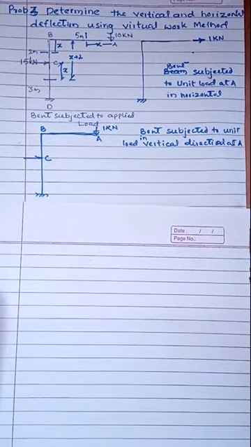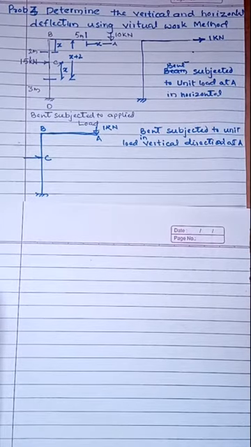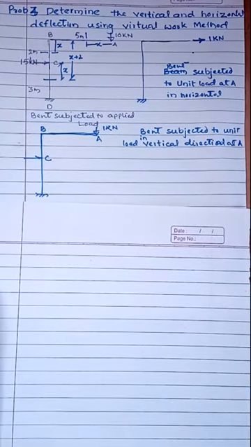A to B the distance is 5 meter and B to C the distance is 2 meter, and it is subjected to a horizontal 15 kilonewton load, and at D it is fixed. Now we need to find the deflection in the horizontal direction as well as in the vertical direction at A. To find the horizontal deflection at A, we apply a unit load in the direction of the deflection at A, that is a 1 kilonewton load as shown in the figure.